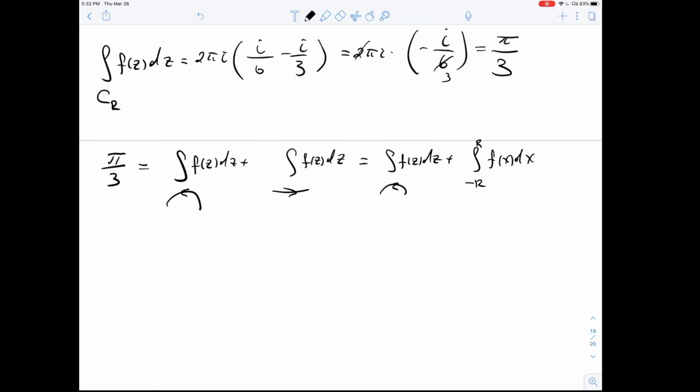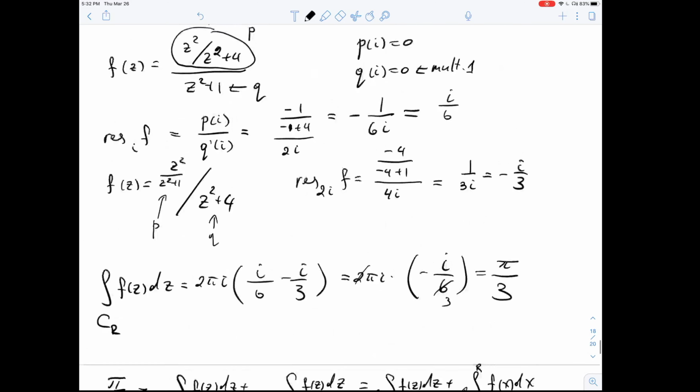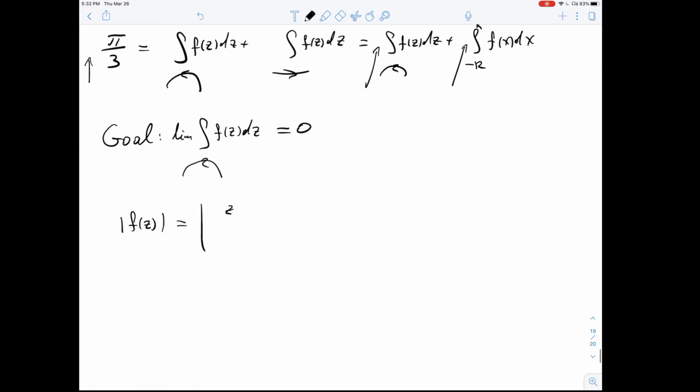And so now we pass to the limit, we write the limit here, here, and here, and our final goal is to prove that this limit is 0. Well, why is that? Let's estimate f. What was f? I forgot what f is. It's z squared over z squared plus 1, z squared plus 4.